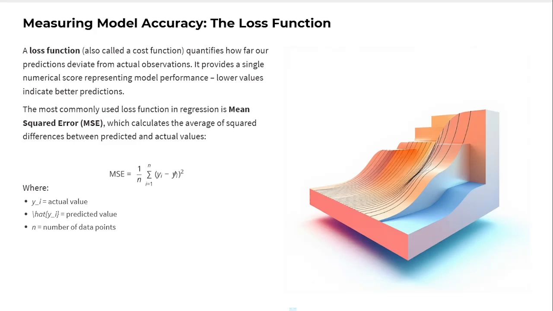and actual values. We square the error so that the negative values don't cancel out the positive ones and the larger errors are penalized more strongly. This makes the model more sensitive to big mistakes. And here is the given formula for it.